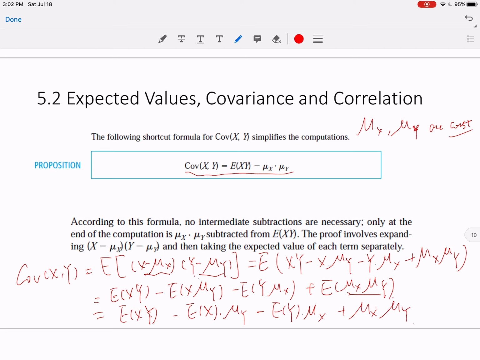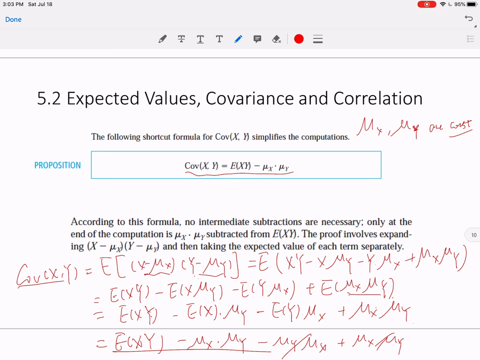Okay? And then E of XY, we don't have to change that. What is E of X? E of X is just mu sub x, right? Times mu sub y, minus E of Y, which is just mu sub y, times mu sub x. And then plus, we just rewrite the last part, mu x mu sub y. So those two will cancel out, right? Negative mu sub y mu sub x plus mu sub x mu sub y. Those two will cancel out, and then we will have the covariance of XY is equal to E of XY minus mu x mu y.